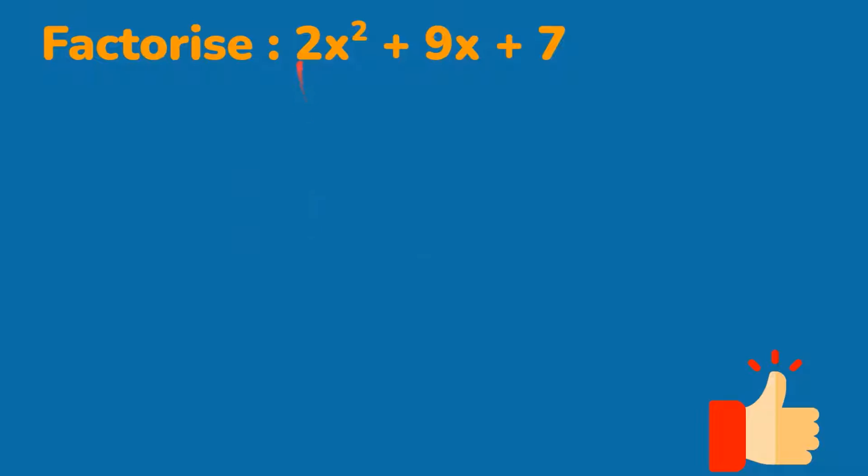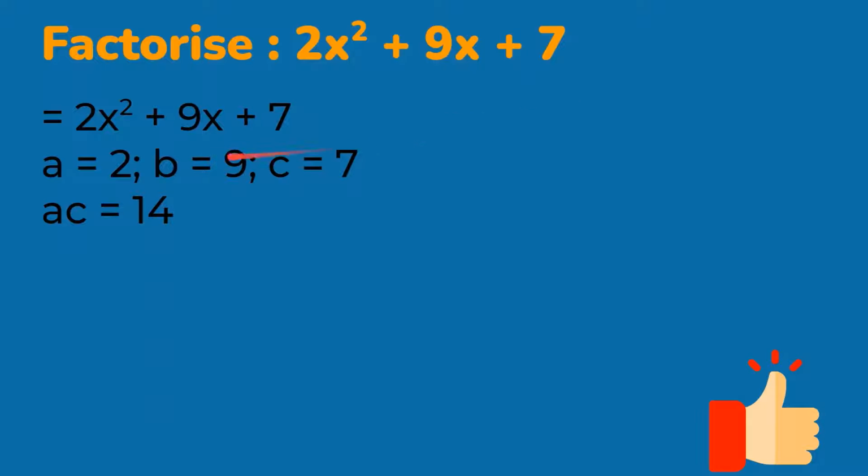So we have to factorize 2x squared plus 9x plus 7. Here, a is 2, b is 9 and c is 7. So ac, that is 2 into 7, is 14. And we have to find p and q. So we know that pq is equal to ac, and ac is 14. And p plus q is equal to b, so that is 9.